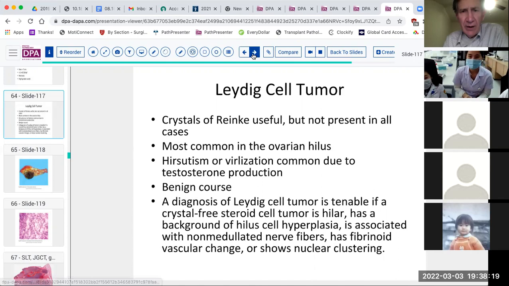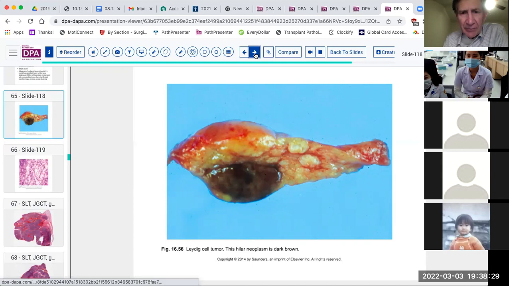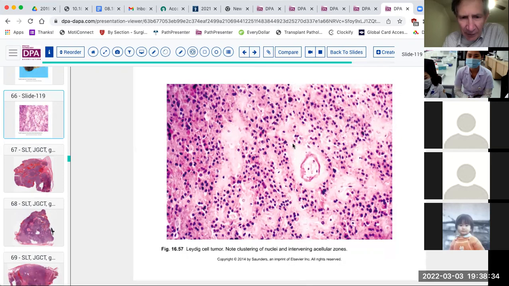I think I have a gross picture of a Leydig cell tumor. Here you see the ovarian hilus, a little pigmented lesion. And here's your image, not a really great image, but you can see it's not making tubules. It's not particularly nested. Here's that fibrinoid vascular change we commented on. And if you were able to go to high magnification, you would be able to see crystalloids in this case.